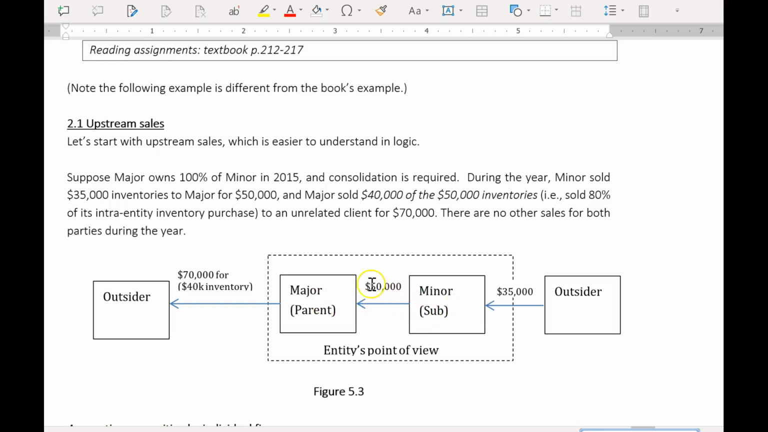But either way, it should be the number between these two parties in the cells. So don't try to remember whose number you are going to use. Try to remember the relationship between the two. So we are eliminating the transaction between these two related parties.